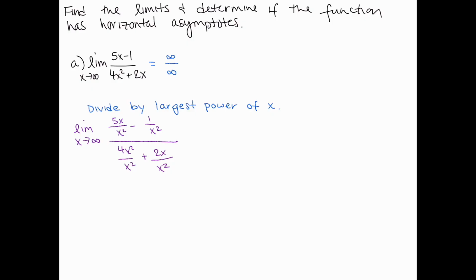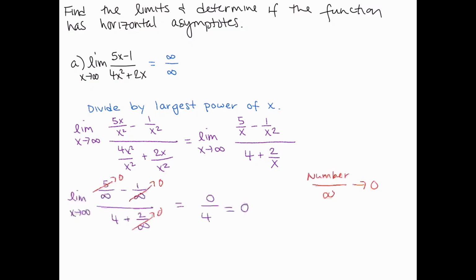And now we're going to try to simplify. We're going to reduce each of these 4 fractions. So the 5x over x squared, we can cancel out an x. It becomes 5 over x. And then the second term on the top is 1 over x squared. And then on the bottom, 4x squared divided by x squared is just 4. And 2x divided by x squared reduces to 2 over x. So I divided everything by the largest power of x, and then I simplify or reduce. And then finally, I plug that infinity in again.